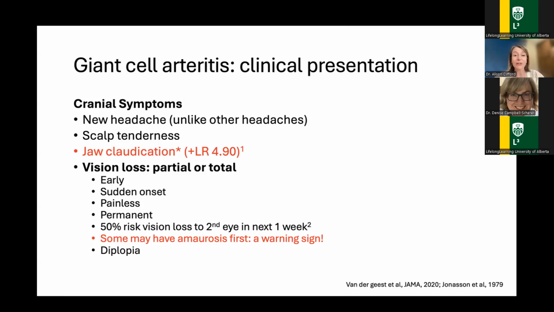And some patients will have amaurosis first, which is a warning sign that they are about to lose complete vision in that eye. A few patients will have diplopia. That's a little bit less common of a symptom, but thought to be due to ischemia of the extraocular muscles.